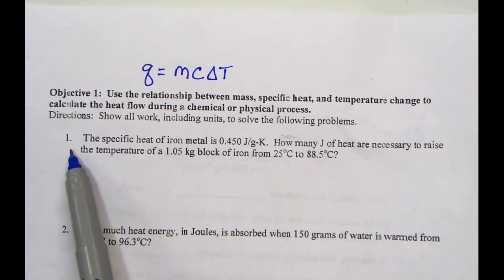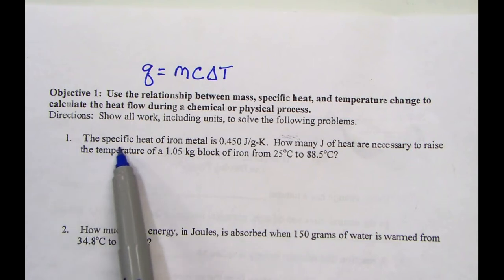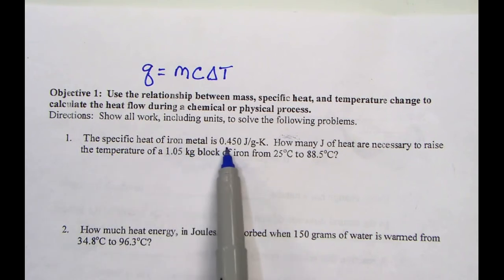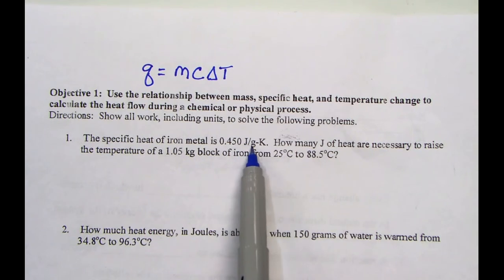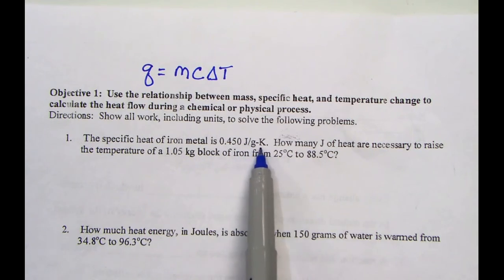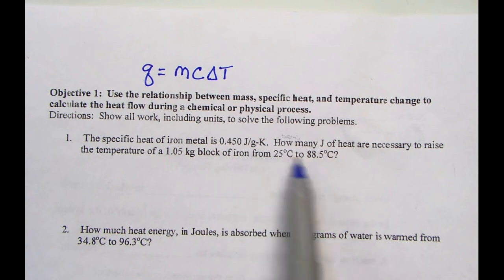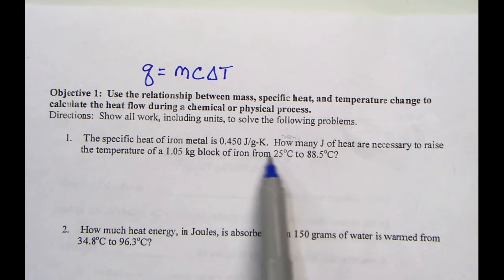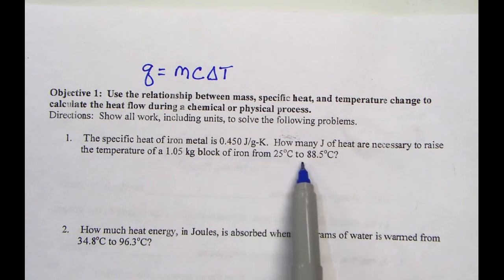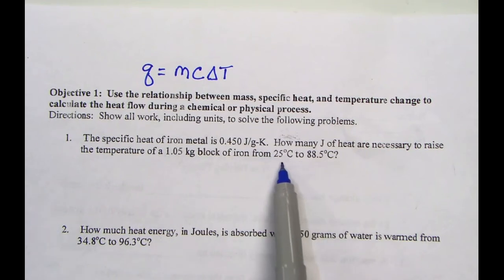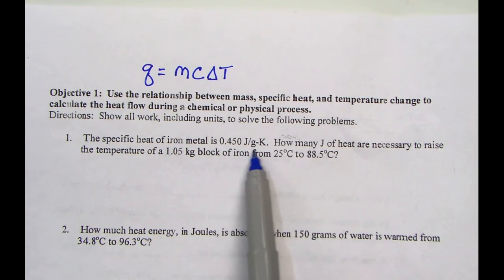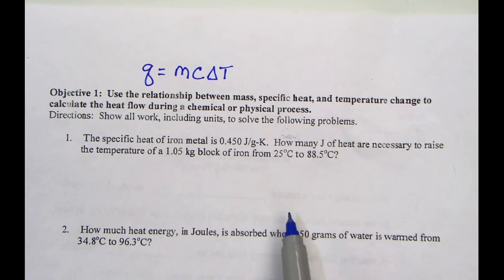Let's read through our first question. The specific heat of iron metal is 0.450 joules per gram Kelvin. K stands for a Kelvin unit. Even though our temperatures will be given to us in degrees Celsius, don't let that bother you. A Kelvin unit and a degree Celsius unit will show us the same change. Joules per gram Celsius is also a correct unit for specific heat.